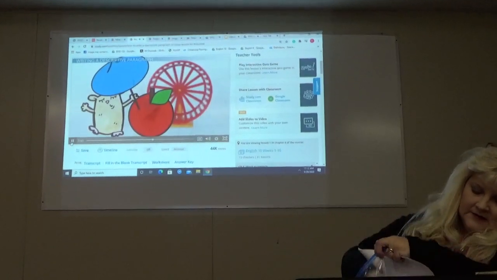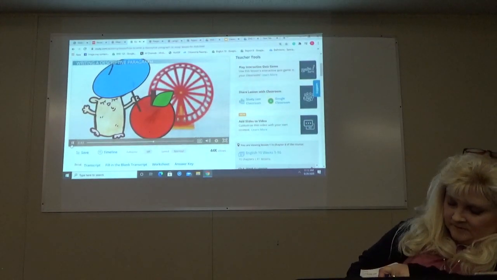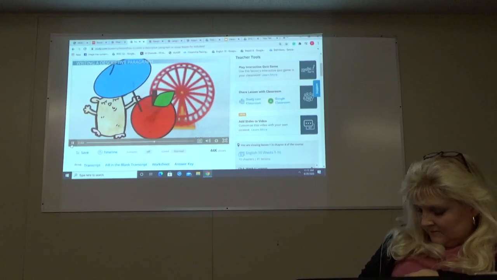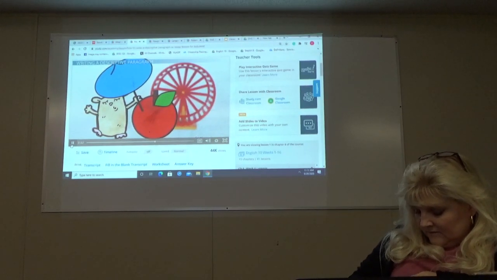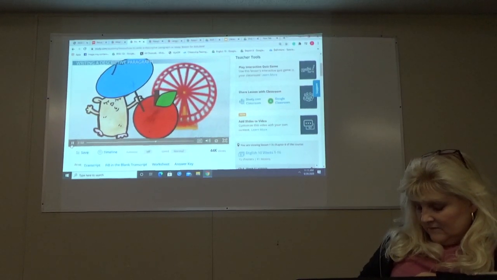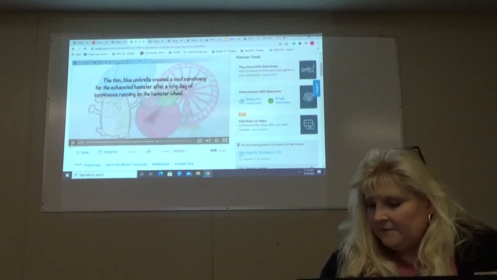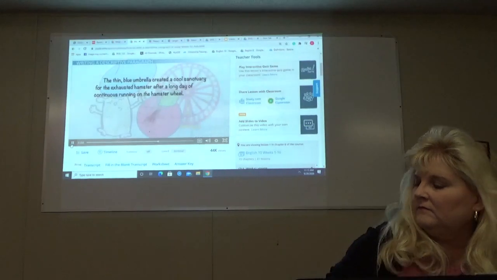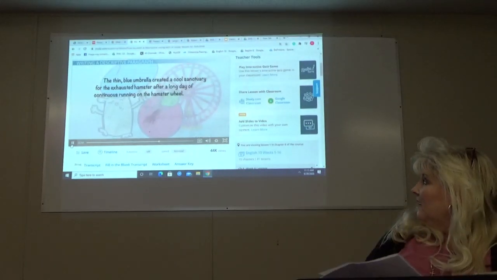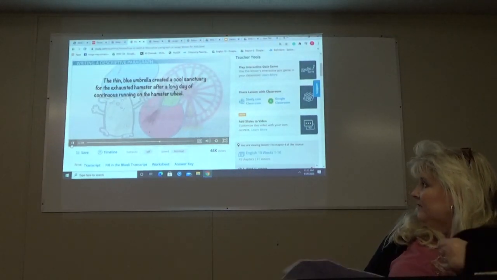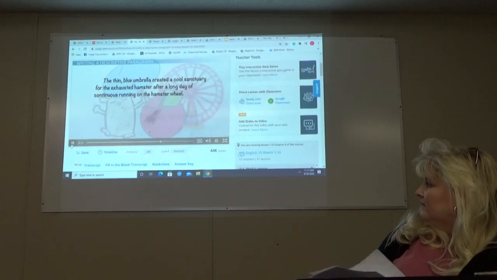Let's practice. Look at this image of a hamster. What are some sensory details that you would use to describe this picture? Come up with any ideas? I did. For example, the thin blue umbrella created a cool sanctuary for the exhausted hamster after a long day of continuous running on the hamster wheel.